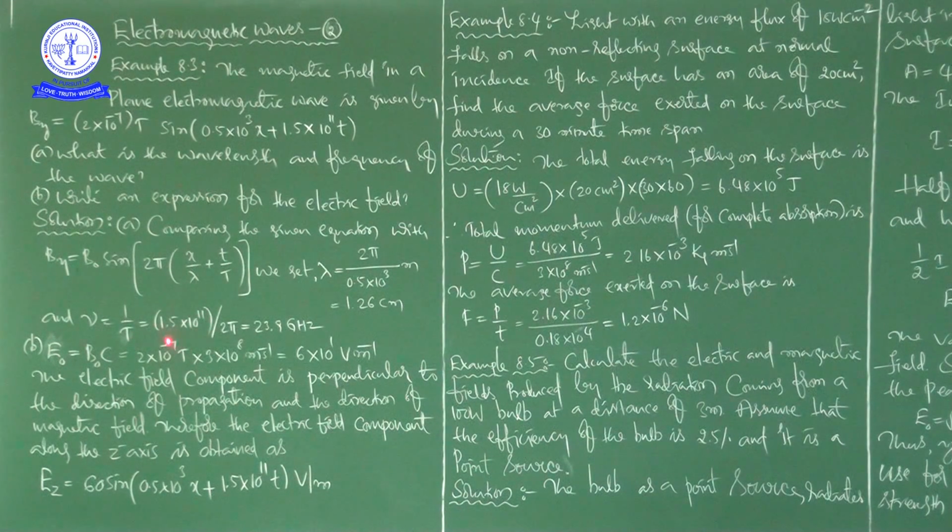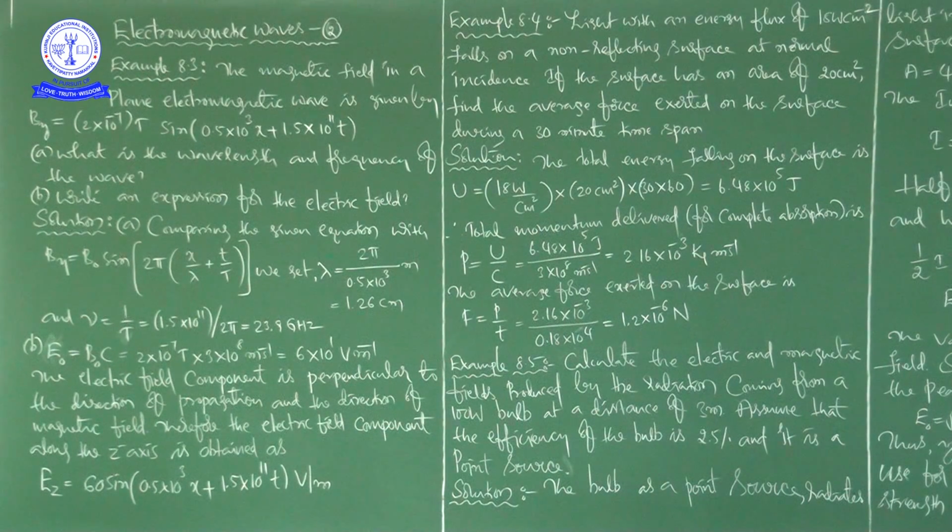1.5 into 10 to the power of 11 you can write as 15 into 10 power 10, and also as 150 into 10 power 9. So 150 by 2 pi means 150 into 7 by 2 into 22. If we complete this mathematical process, finally the frequency we get is 23.9 gigahertz.